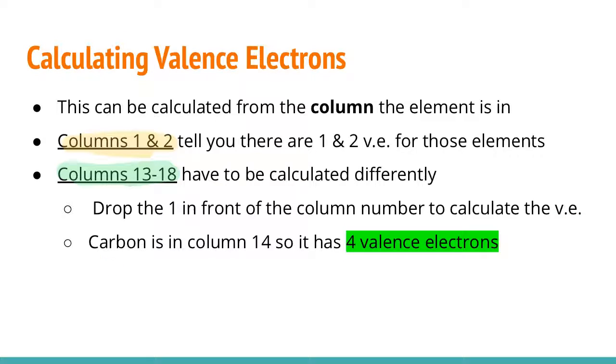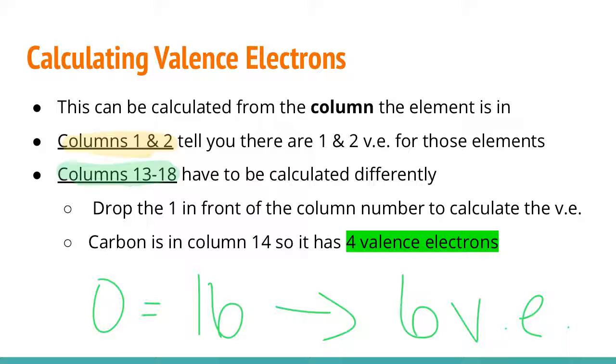So carbon, for example, is in column 14. I'm going to drop that 1, and I'm going to find out that it has 4 valence electrons. Just like oxygen, it's in column 16. Therefore, it has 6 valence electrons. So all I'm doing is dropping that 1 in front, and you're left with how many it has.